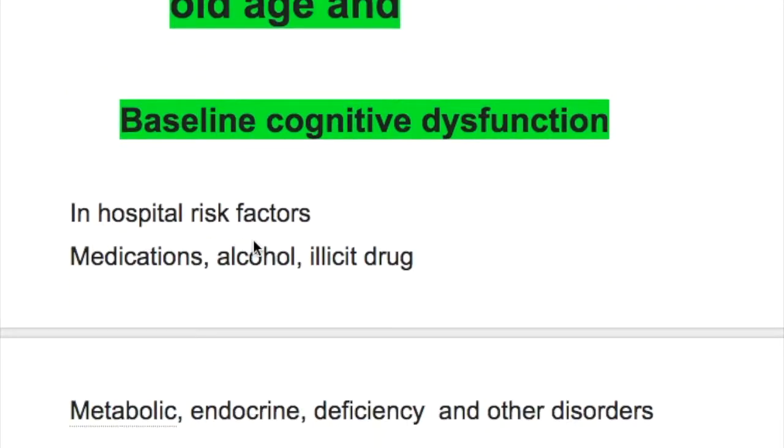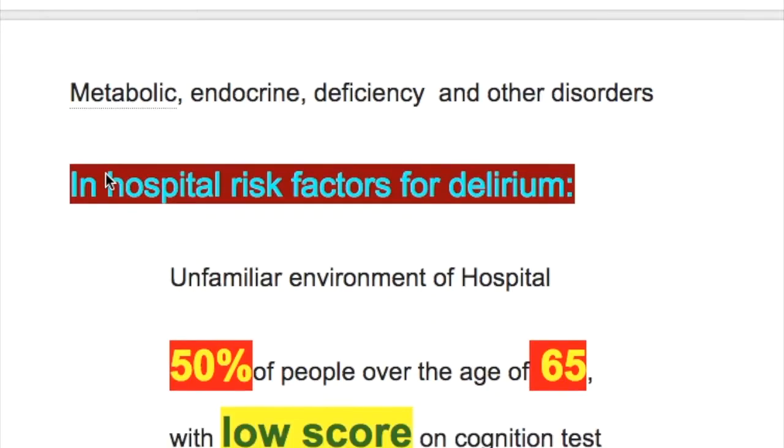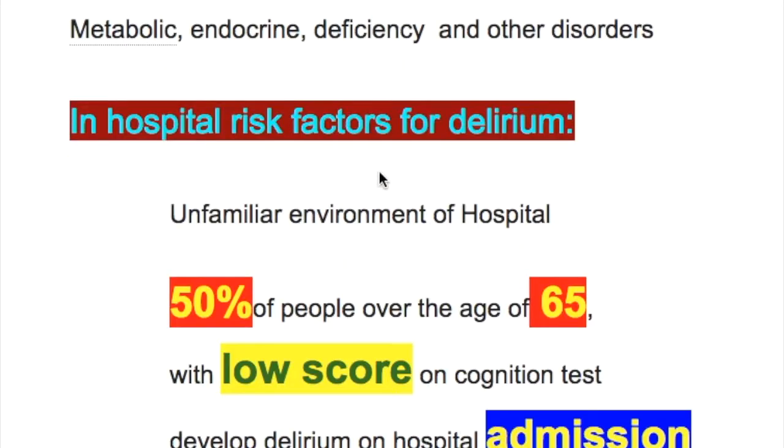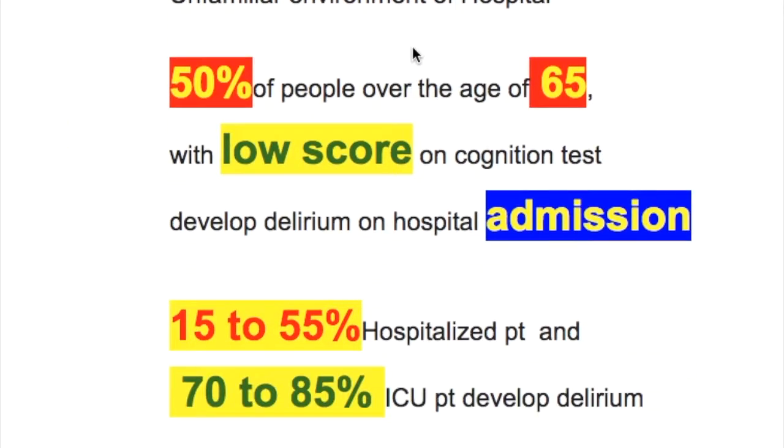Number one, in-hospital risk factors. Number two, medication, alcohol, and illicit drugs. And number three, metabolic, endocrine, deficiency, and other disorders. So, in-hospital risk factors for delirium. The unfamiliar environment of the hospital increases the chances of delirium.